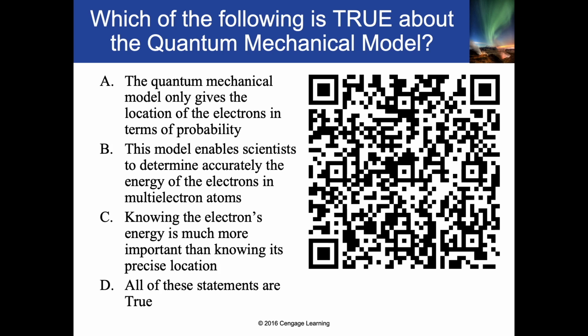The answer for this one is that all the statements are true. Okay? All the statements are true. The quantum mechanical model does give us the location in terms of probability, right? The model enables scientists to accurately determine the energy, right? And that's way more important than knowing its location. Anybody have any questions about that?